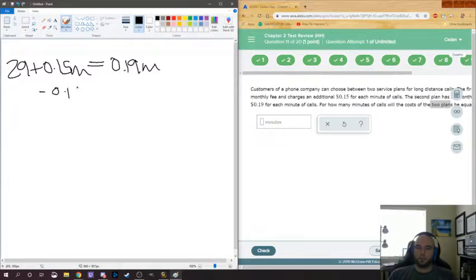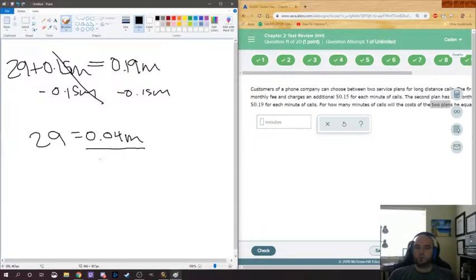Then you solve. I minus 15m, I minus 0.15m. I get 29 equals 0.04m. Then you divide, yes, by a decimal, 0.04.